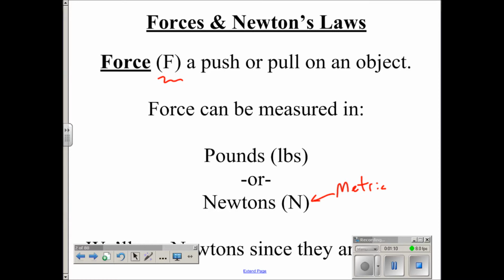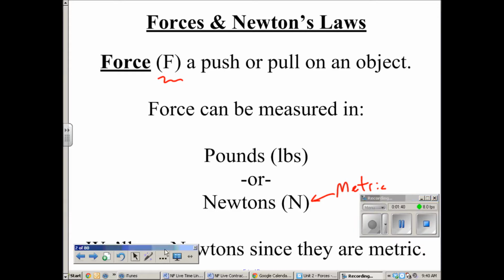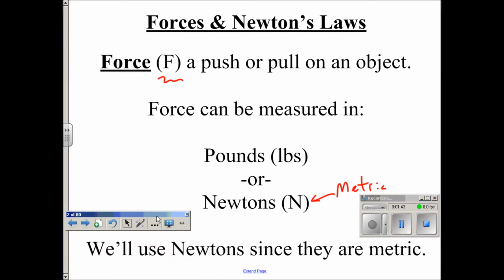So in America, we usually measure our forces in pounds. The metric system prefers newtons. So if we were to use the metric system, that example would have worked like this. I would have said that I weigh 750 newtons, which is the same as 150 pounds. Which would have meant that to lift me, you'd need a force of 750 newtons, which is about the same as 150 pounds. Those numbers are not exact, but it's an approximation. So as it says down here at the bottom, we'll be using newtons because they're metric.